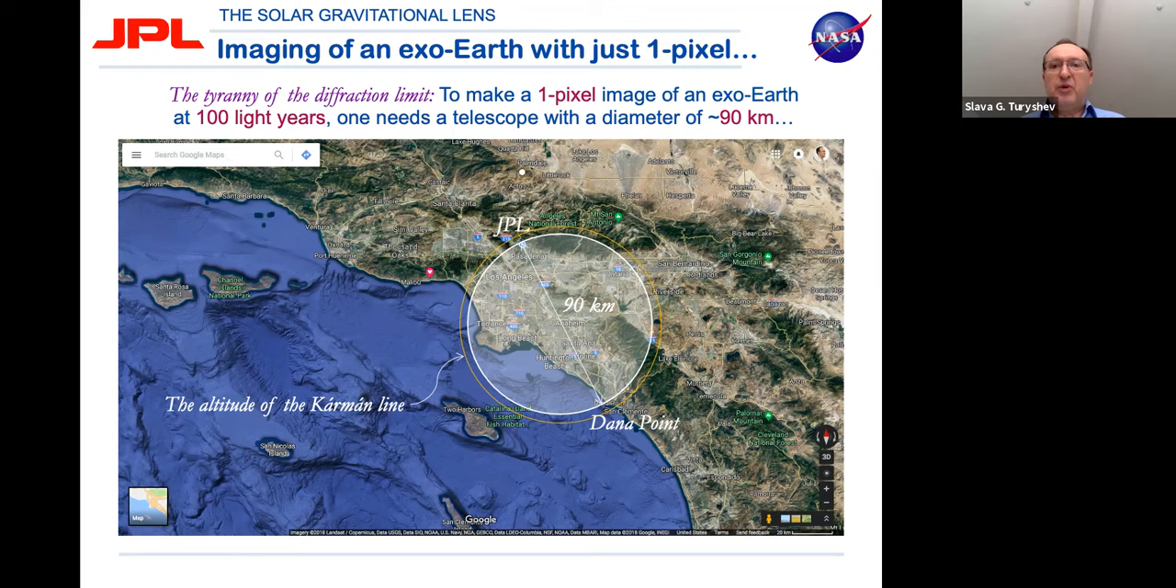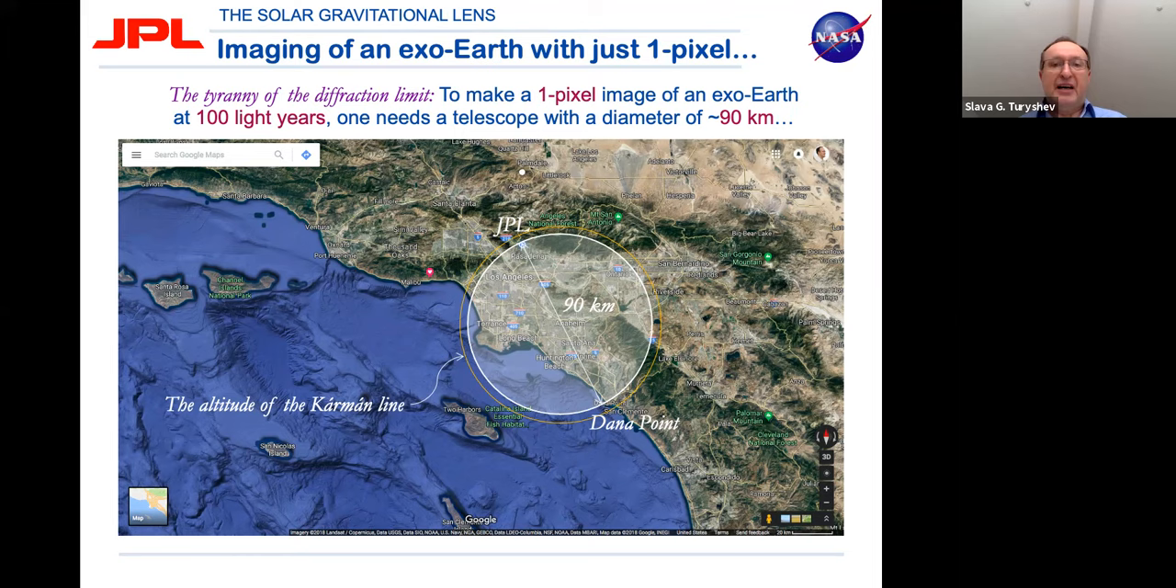And here, for those of you who are familiar with the Los Angeles area, Jet Propulsion Lab is conveniently in the middle of this picture, and Dana Point is 90 kilometers away. And it's only, what, 10 kilometers shy of the Kármán line, so the distance to space. So these are the challenges we have to deal with. So resolution and amplification require very significant apertures. And it's just for one pixel.